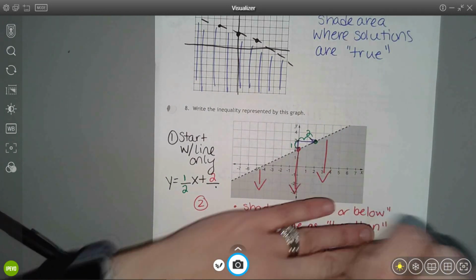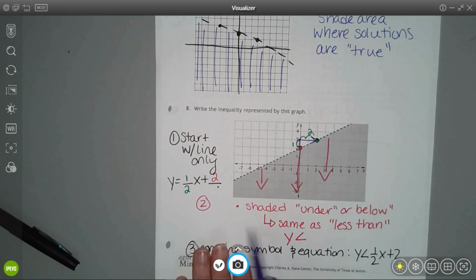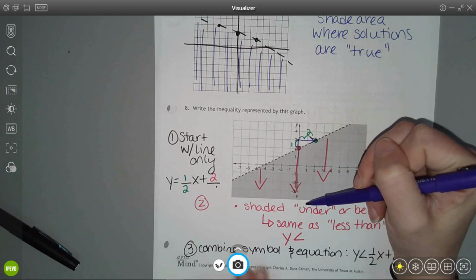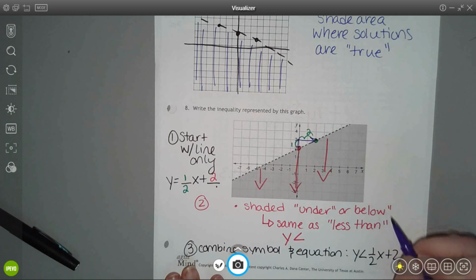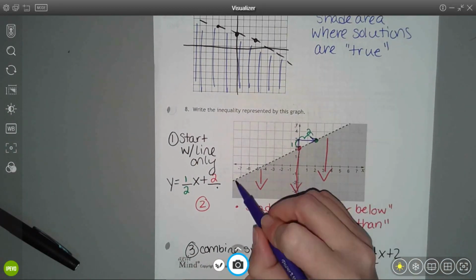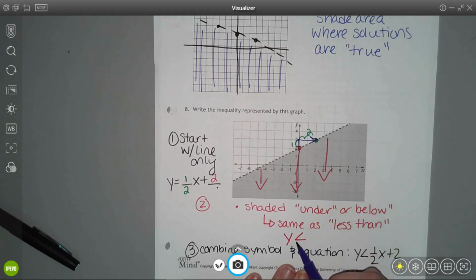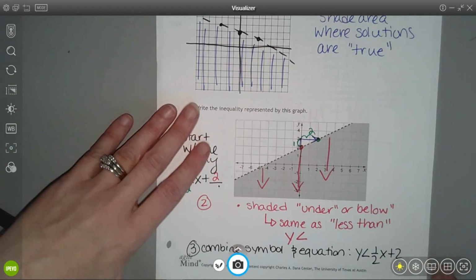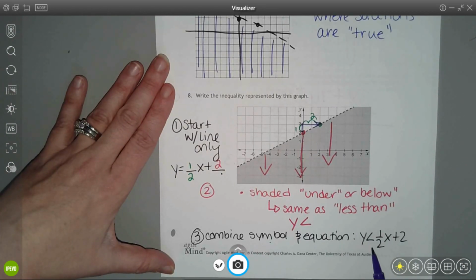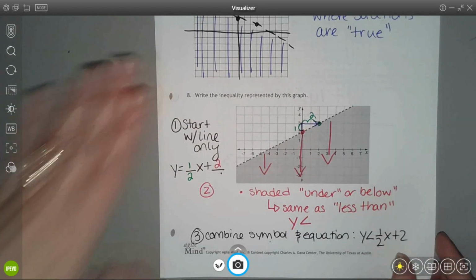The second thing I need to do is look at my shading. Okay, I see it's shading below. Below means that I'm going to use the y is less than. Now, I chose just the less than and not the one with the or equal to line underneath because it is a dotted line. Okay. And then I'm going to combine the symbol with my equation and I get y is less than 1 over 2x plus 2.